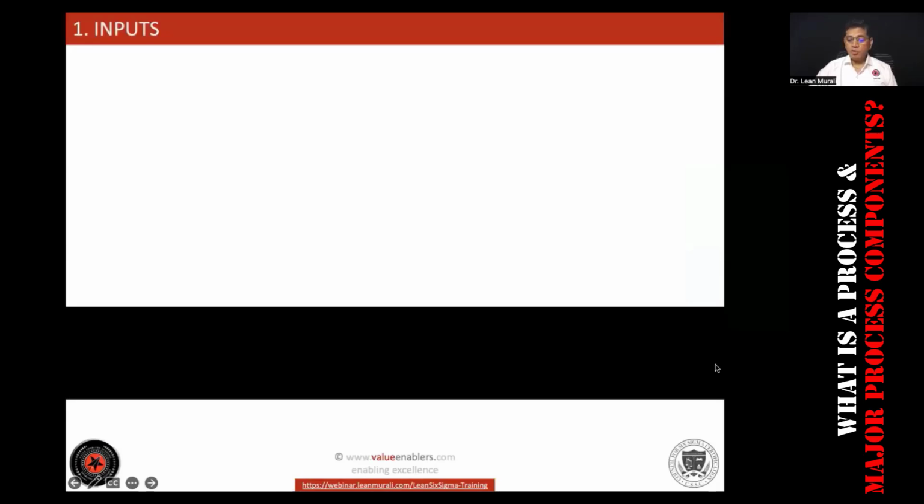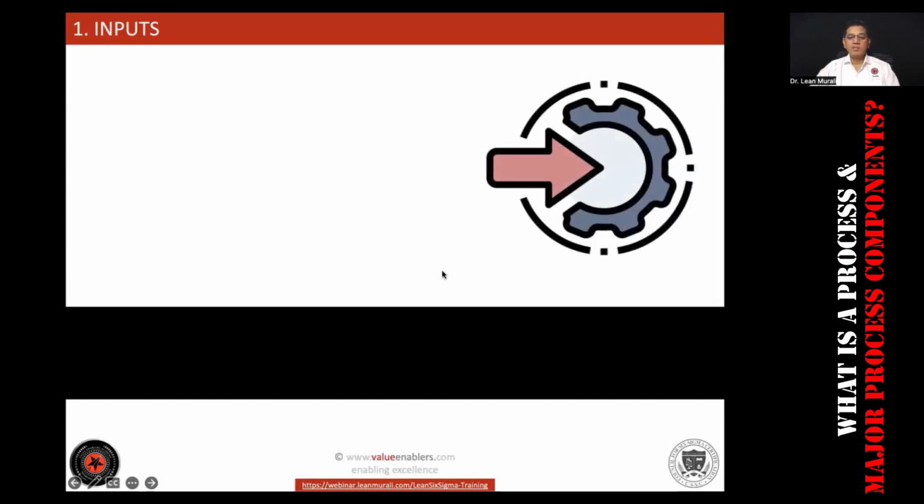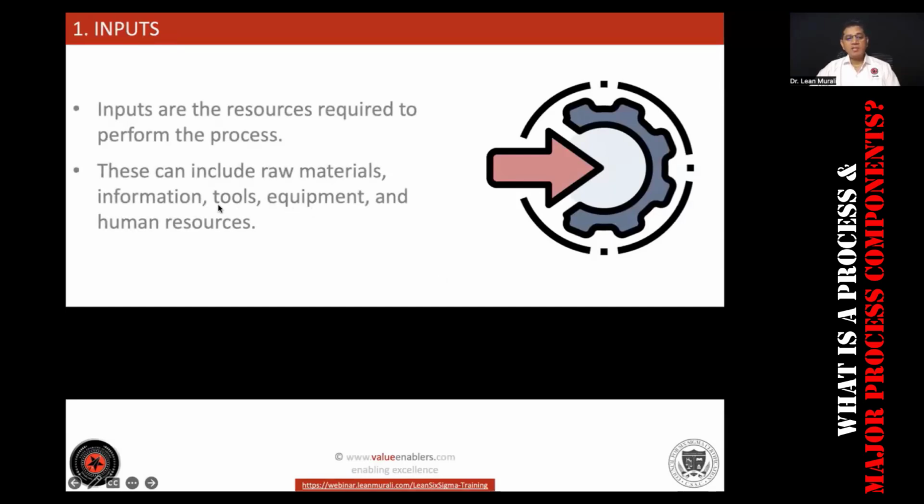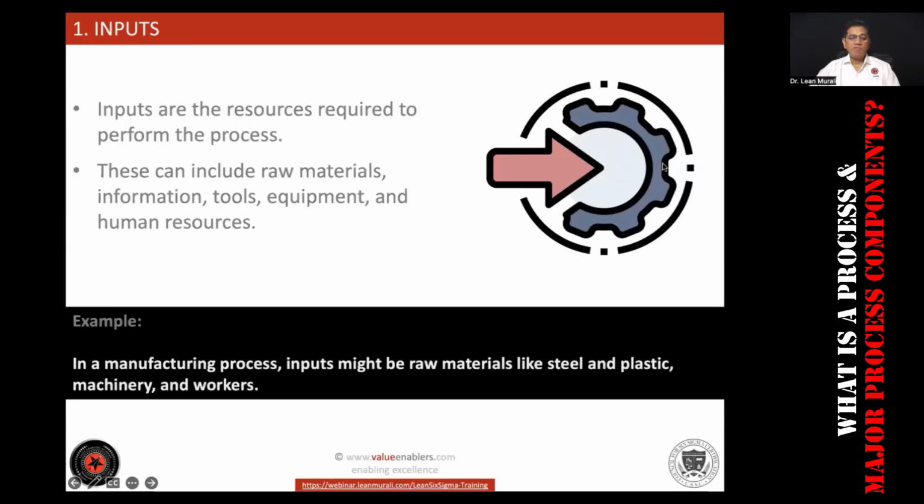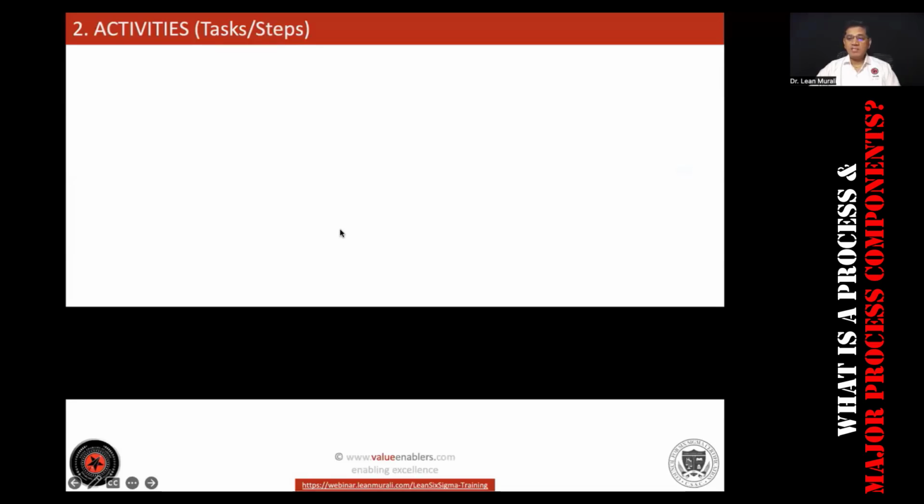What are inputs? All of you type in the chat box, what are inputs? Okay, fine. Thank you for sharing. The inputs are the resources required to perform the process, and it might be raw material, information, tools, equipment, and humans. We have already seen this example in the manufacturing process. The input might be raw material like steel, plastic, machinery, workers, etc.